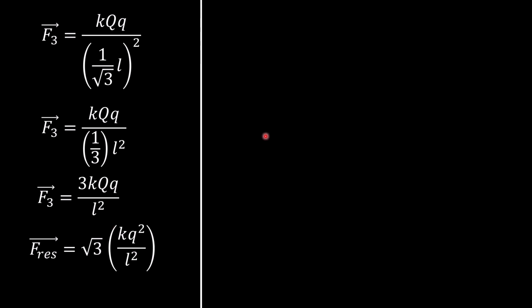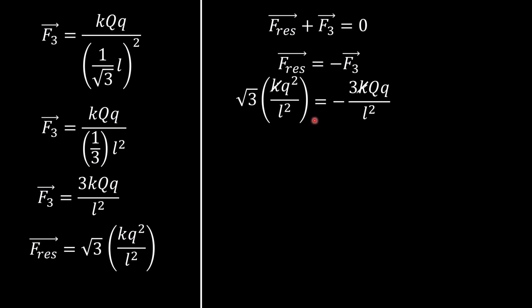In the question itself, it is given that the three point charges are in equilibrium, so we consider this F3 vector plus the resultant F vector is equal to 0. So bringing this F3 vector to the right hand side, we get this. Substituting the resultant vector and the F3 vector in this equation, cancelling k, q, small q and L square values, we get root 3 into q is equal to minus 3Q.